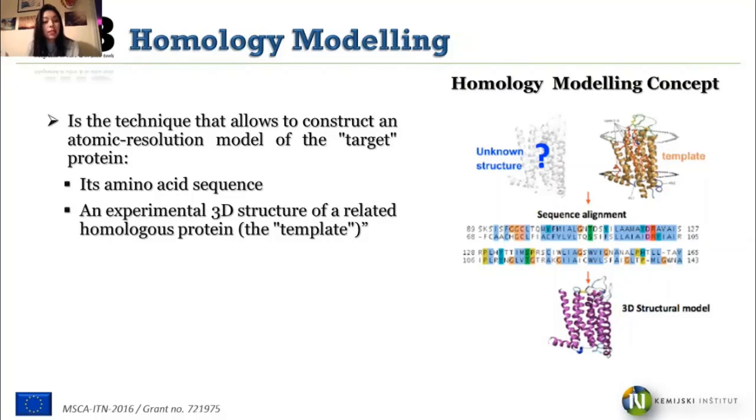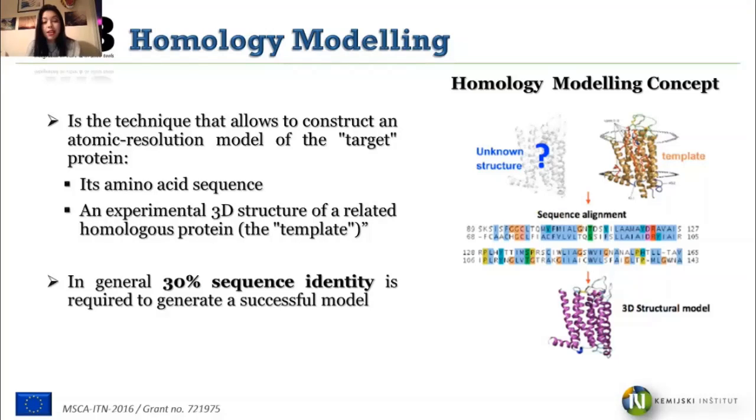A homology model is a technique that lets us construct an atomic resolution model of the target protein from its amino acid sequence and an experimental 3D structure of a related homologous protein. This is the so-called template. In general, we need 30% sequence identity to have a successful homology model.